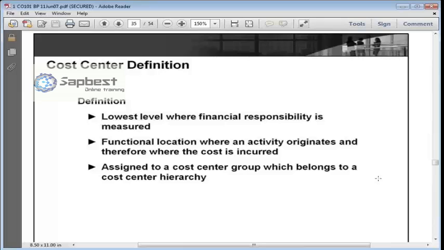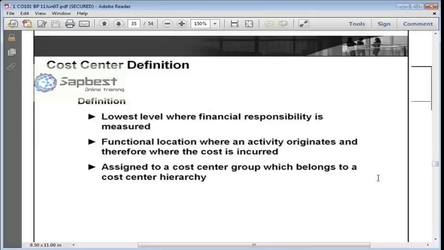Cost center definition, again, we looked at it many times. The lowest level where people are taking financial responsibility, where the costs are incurred, the key term, where the costs have been incurred. Remember it. Cost centers can be assigned to cost center groups, and the groups go back to the top level hierarchy, the cost center hierarchies.